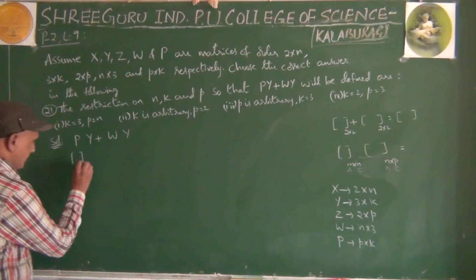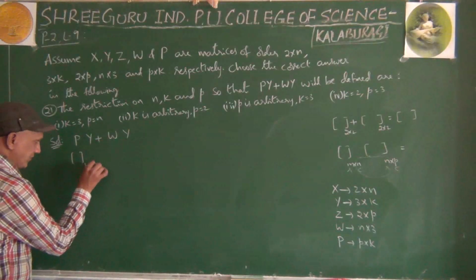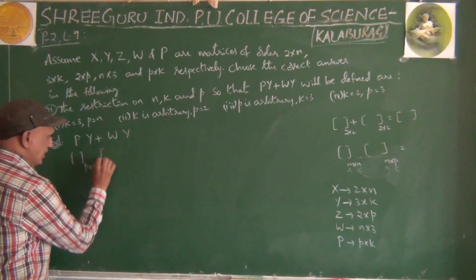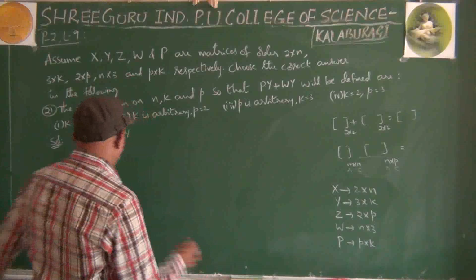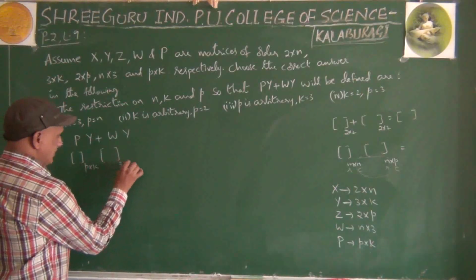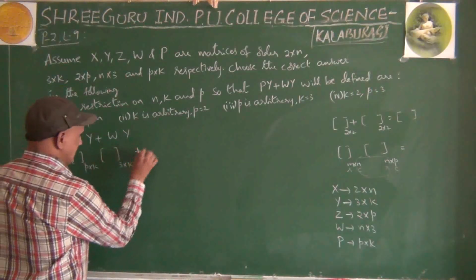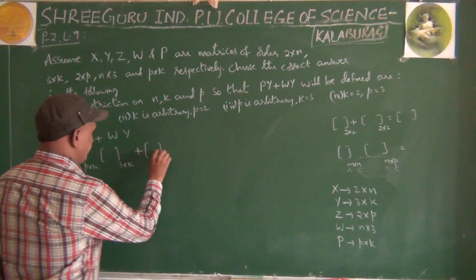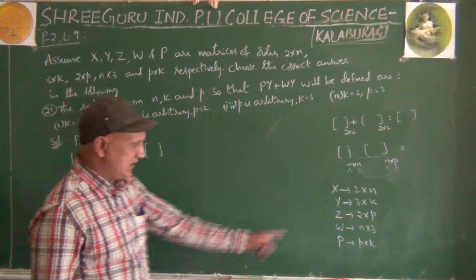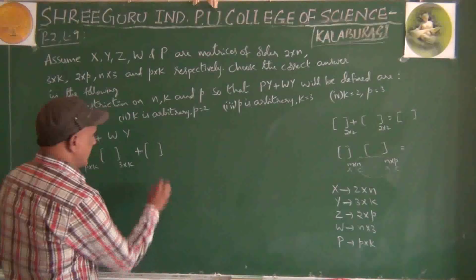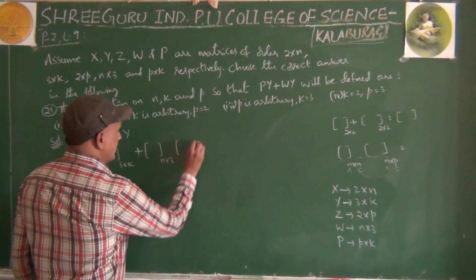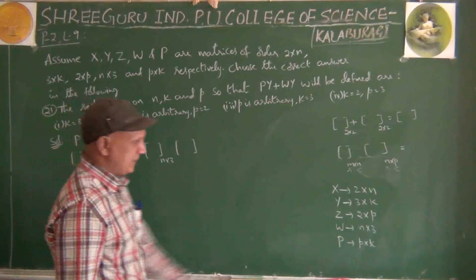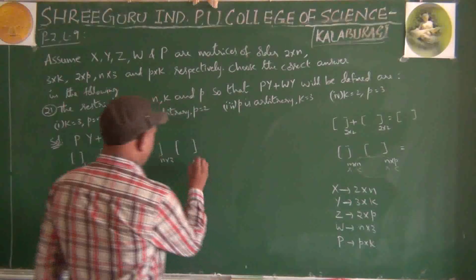P by K. Okay now, P by K. What is the order for the matrix Y? Y is 3 by K, plus W. What is the order for the matrix W? N by 3. What is the order for the matrix Y? Capital Y is 3 by K.